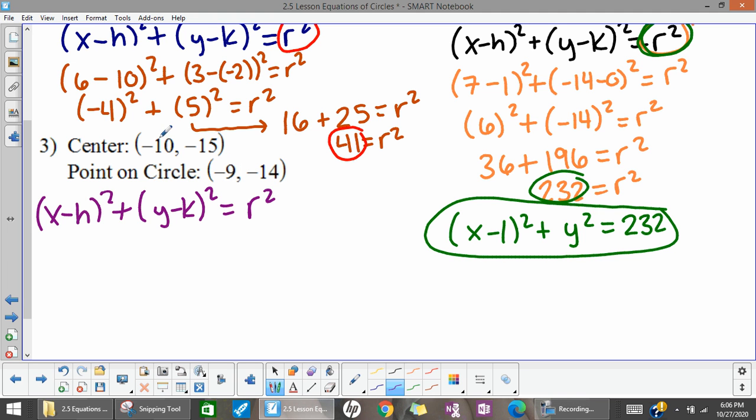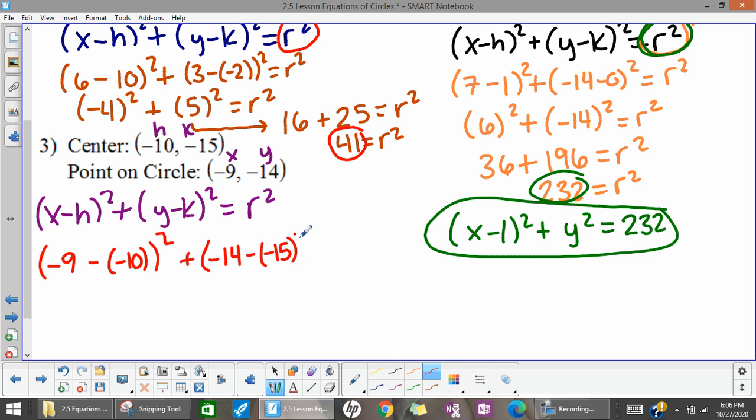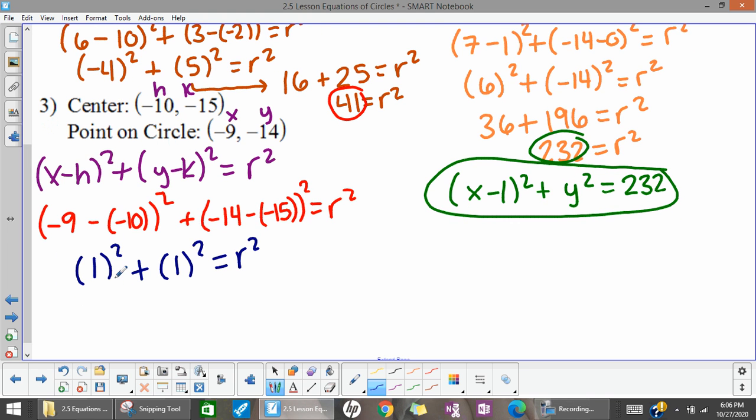Always writing my formula, naming my center (h, k), the point (x, y), and then I can plug in. x is negative 9, minus h is negative 10. y is negative 14, minus k is negative 15. And then we're solving for r squared. So here we get positive 1, and here we get positive 1. So 1 squared is 1, plus 1 squared is 1, and we get r squared to be 2.